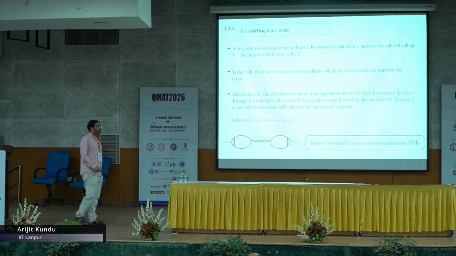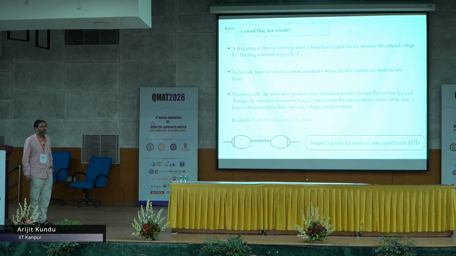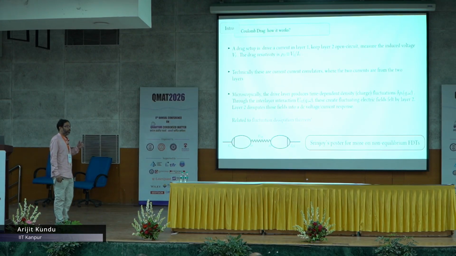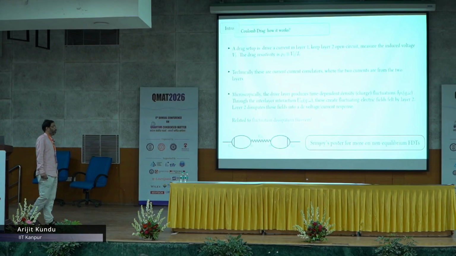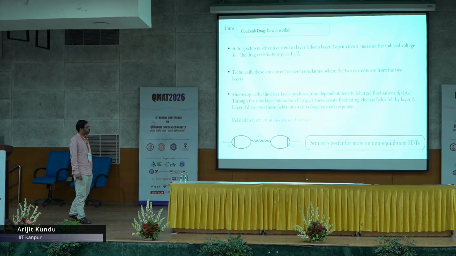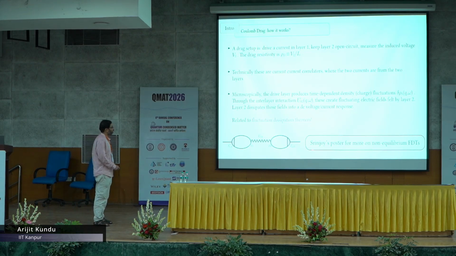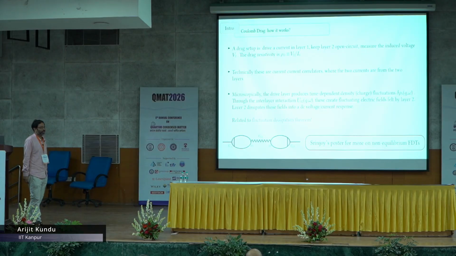Microscopically, what happens is that if you drive current through one layer, it gives rise to a small change of density on that layer, and that small change of density introduces an effective potential to the bottom layer, which the bottom layer can feel and translate into a current or a voltage in the bottom layer. So Coulomb drag is related to the fluctuation dissipation theorem. Just to say, Srinjoy has a poster on non-equilibrium fluctuation dissipation theorem that you can see later on.